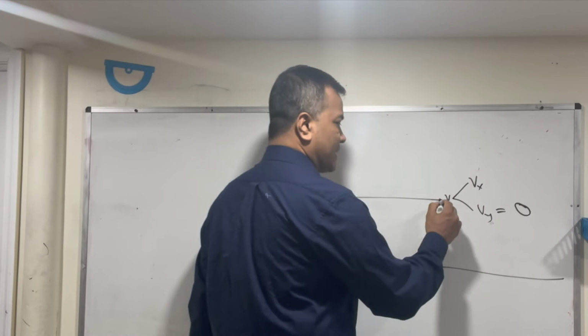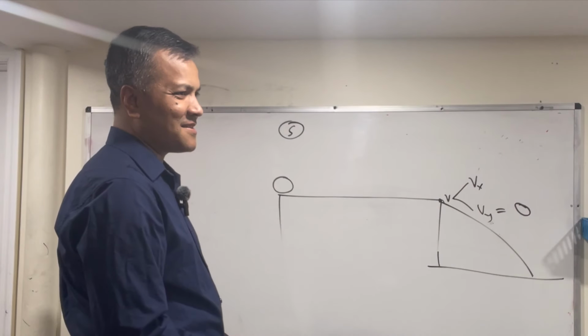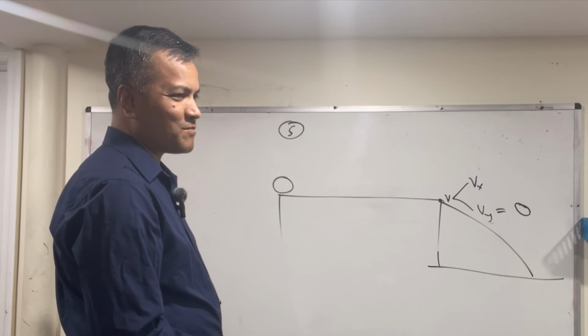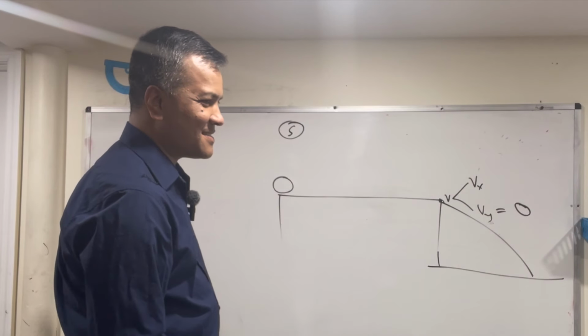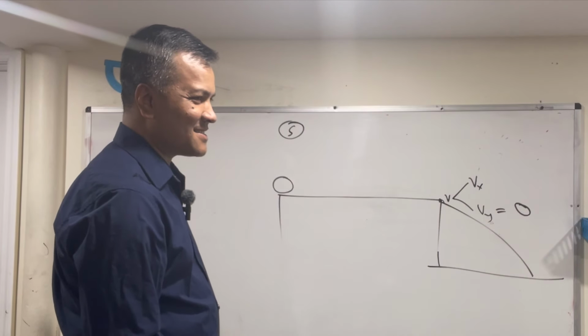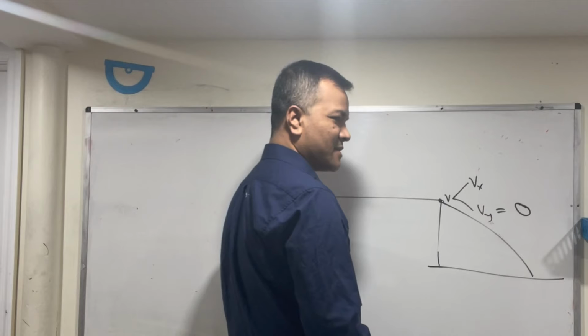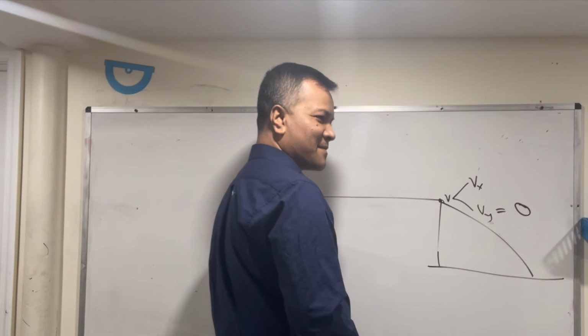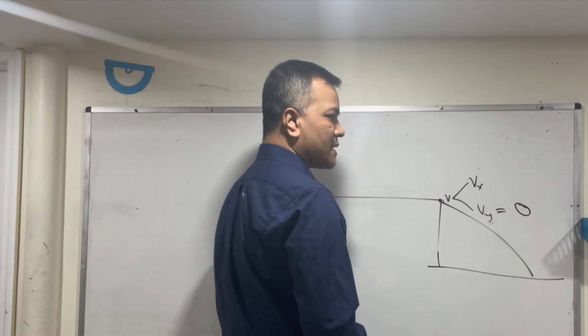So what is the acceleration? That's right. What is Vy? Zero. Good. What are you trying to find? Height. Okay.